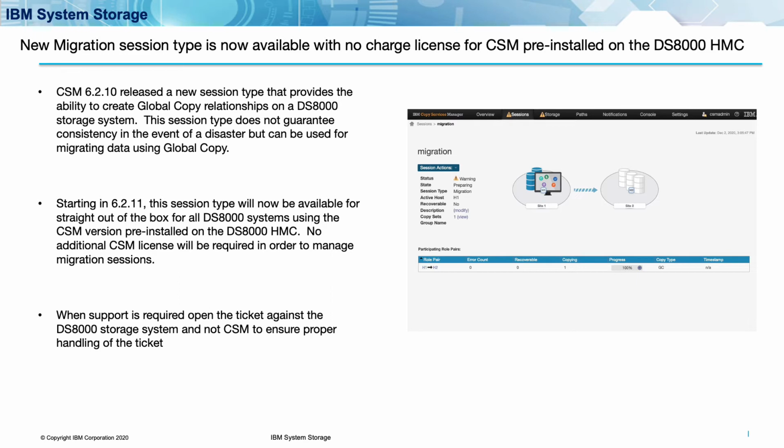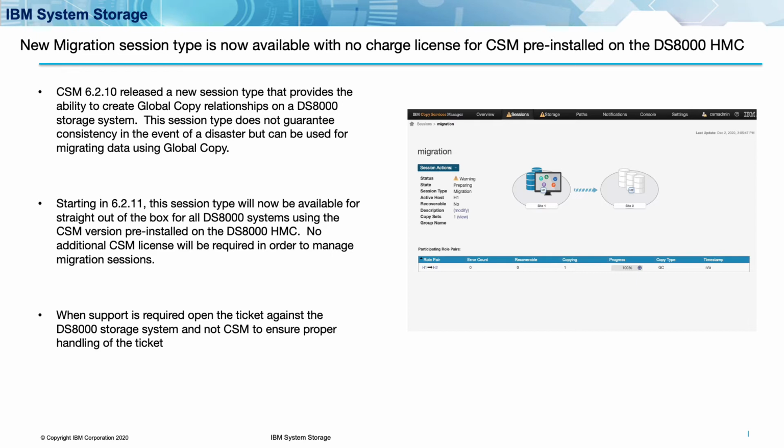All right, so this next feature, the slide, is not really a new feature, but it's a change. So in 6.2.10, we released a new migration session type. This is really a session type that only supports global copy for DS8000. And so it doesn't have the disaster recovery capability. It's a straight vanilla global copy that allows you to essentially migrate from one volume to another volume or one storage system to another storage system of DS8000.